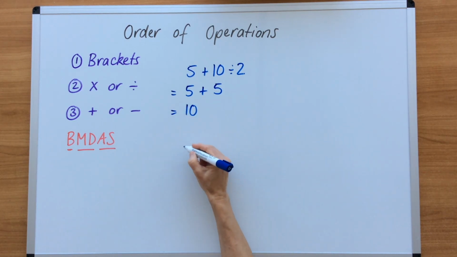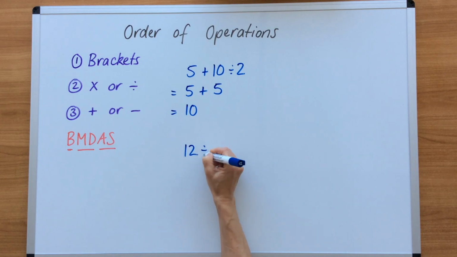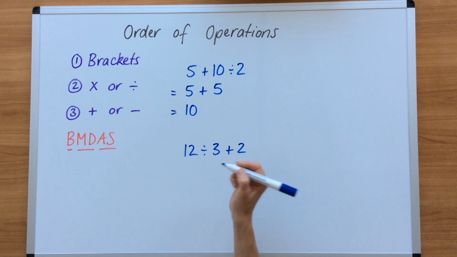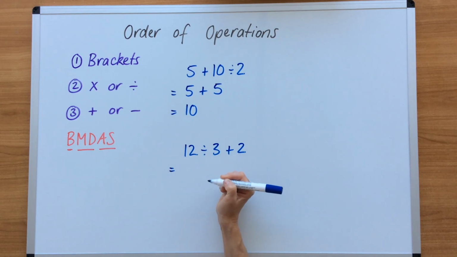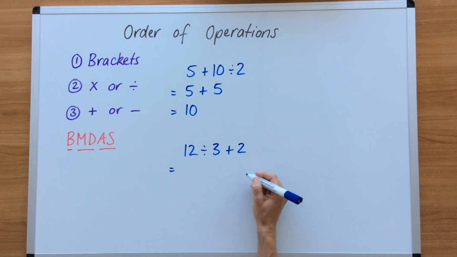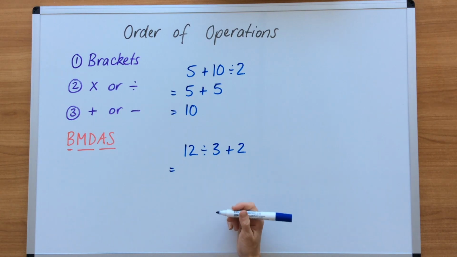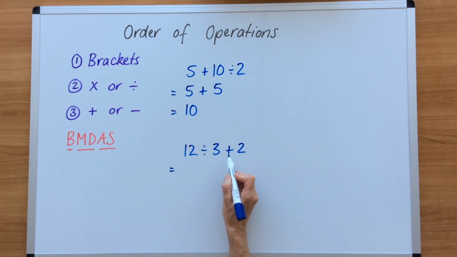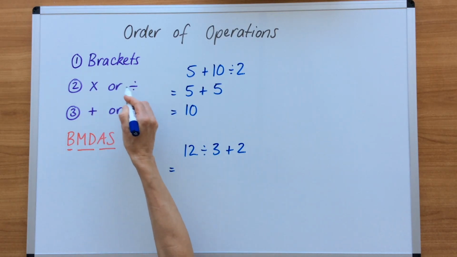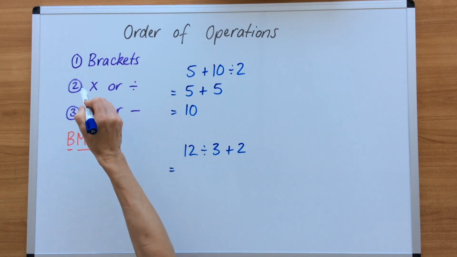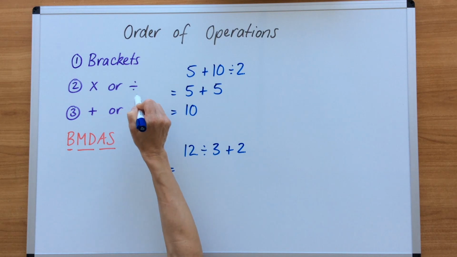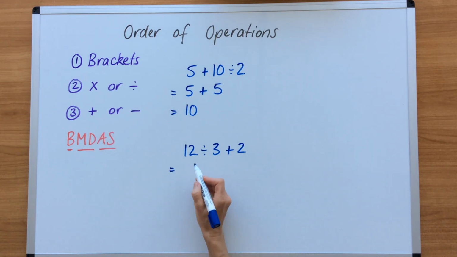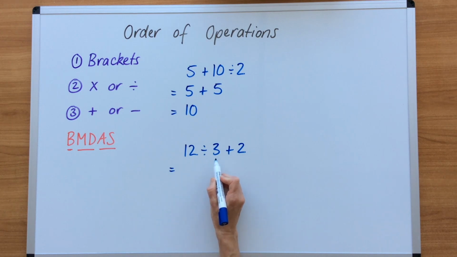Here's another example. 12 divided by 3 plus 2. Put my equal sign to show that I'm going to do my next line and I'm working down the page as indicated before. So I've got a division and a plus symbol here. Well, I know that my multiplication or division come before my addition or subtraction. So I go 12 divided by 3 first.